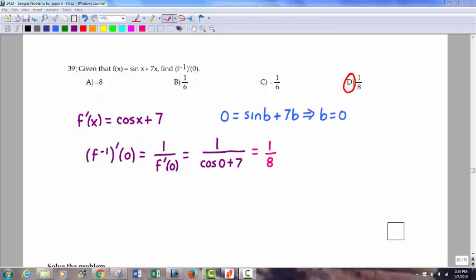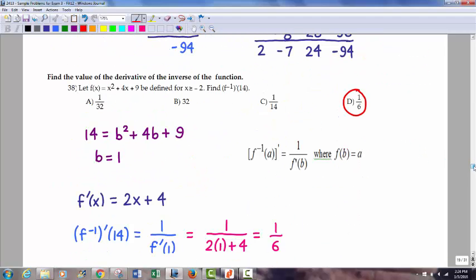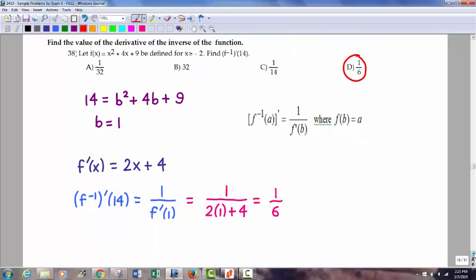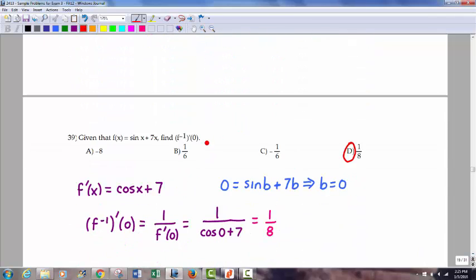Okay, number 39 is similar to number 38, where we are trying to find the derivative of the inverse at a certain value. In this case, it's 0. So just like I did in number 38, I need to find the value for b where the function will equal what we're trying to find the derivative of the inverse function. So I want to set this equal to 0.